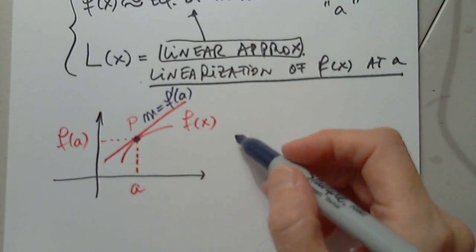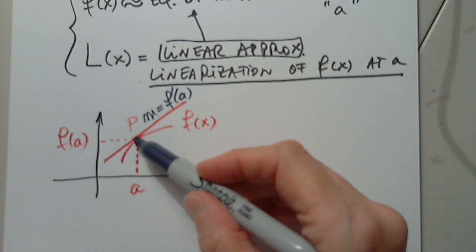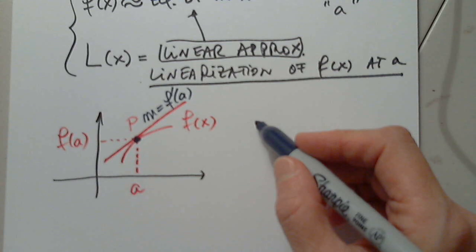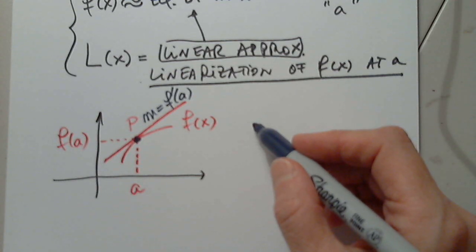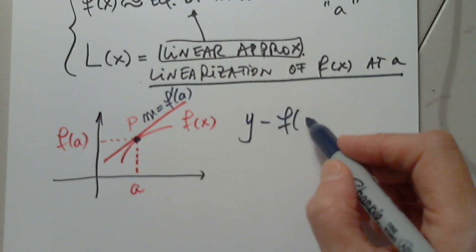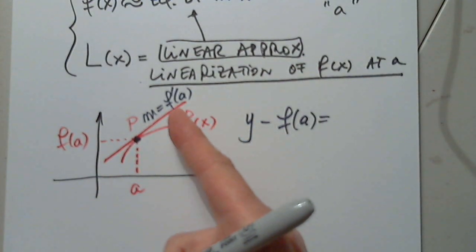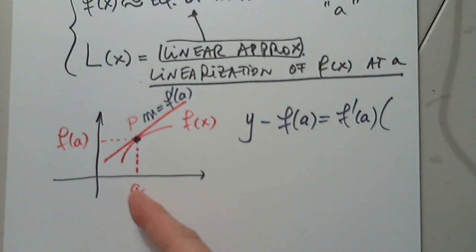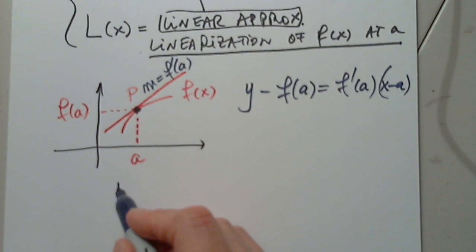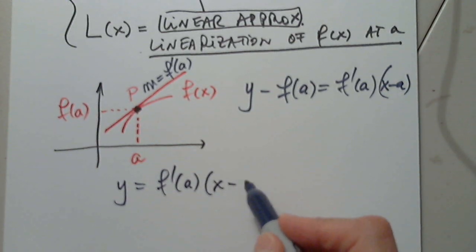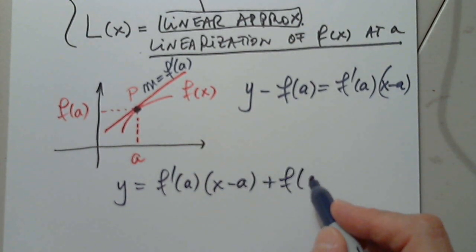Can anyone give us the equation of the line having a point and the slope? y minus f of a, yes, equals f prime of a times the quantity x minus a. Brilliant. That's all I needed. I'll distribute. So y equals f prime of a times x minus a plus f of a.